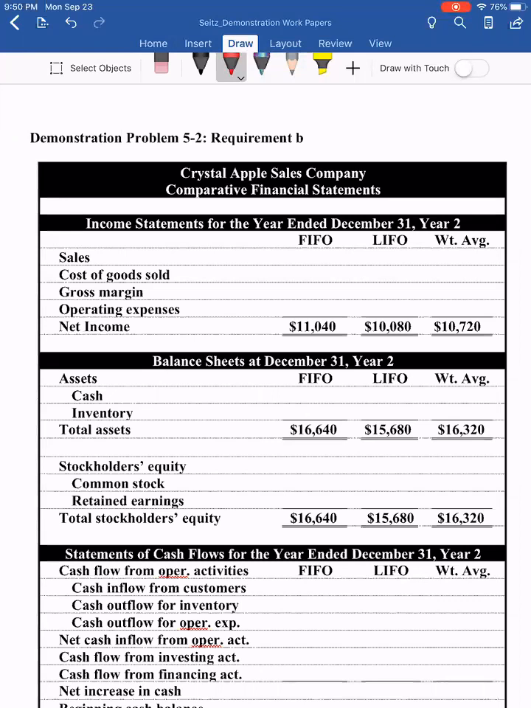All right, so sales for all three methods. This was the number of crystal apples that we sold times the selling price, or 81,600.